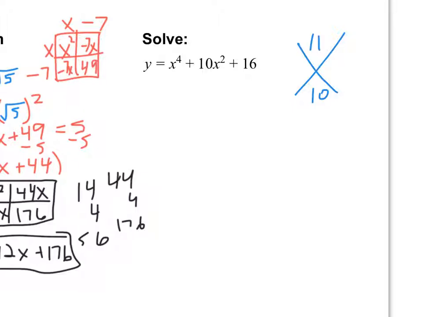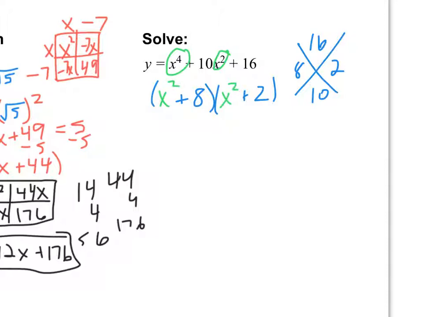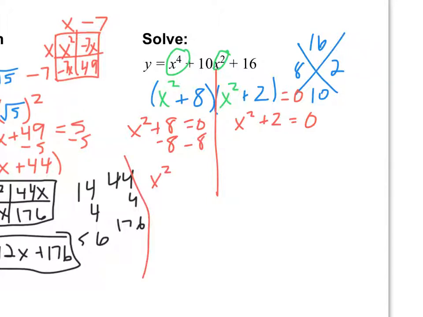What is it? As I change to a pen. 8 and 2. So usually we come over here, blah, blah, blah, plus 8, plus 2. But what did I start with? I started with x to the fourth, and in the middle I have x squared. So instead of these being x's, they need to be x squareds. And now I could set that puppy equal to 0 and solve. So x squared plus 8 equals 0. X squared plus 2 equals 0. Minus 8. So x squared equals negative 8. Do the square root. Don't forget your plus or minus. So x equals plus or minus 2 square root 2i.